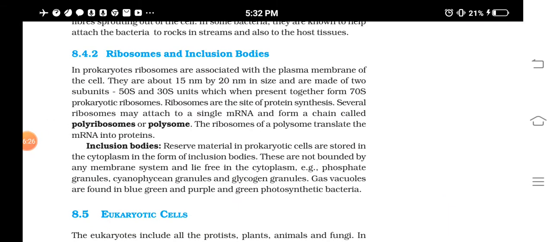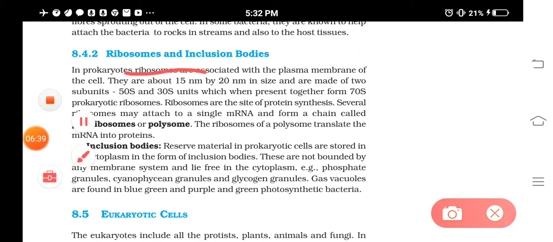And I told you that in prokaryotes all the cell organelles are absent, isn't it? But they have one organelle, and that is what? Ribosomes. So which is the organelle present in prokaryotes? Ribosomes. Its size is about 15 nanometer by 20 nanometer, and they are made up of two subunits.